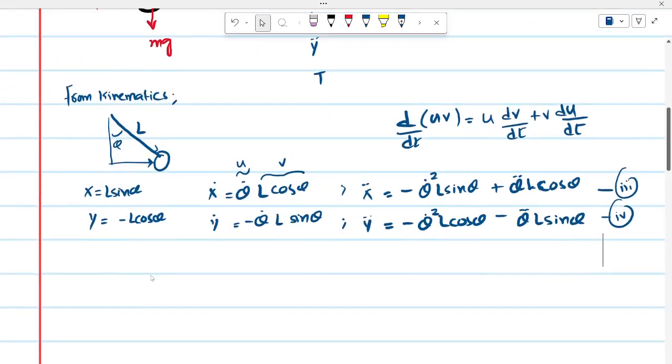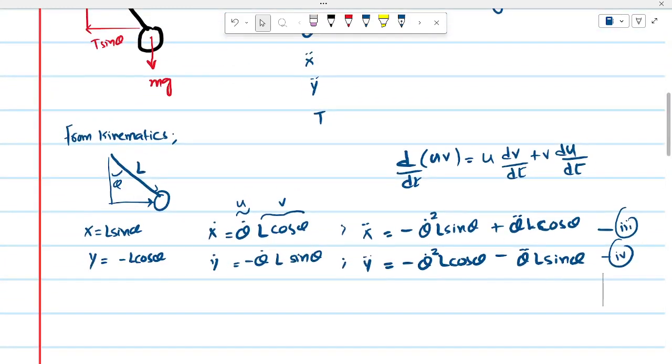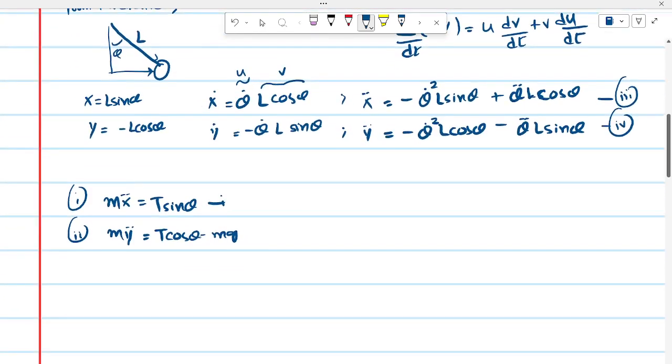Just write it down again. I'm writing down all of them together so that we don't end up confusing this one. So equation 1 was m x double dot equals T sine theta. That was equation 1. Equation 2 was m y double dot equals T cosine theta minus mg.